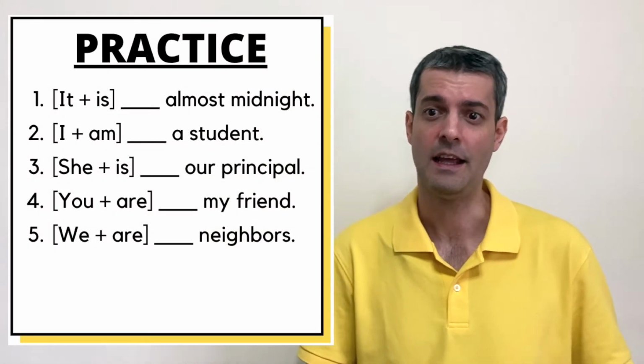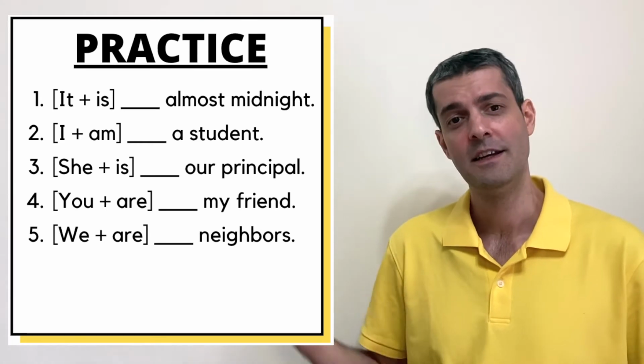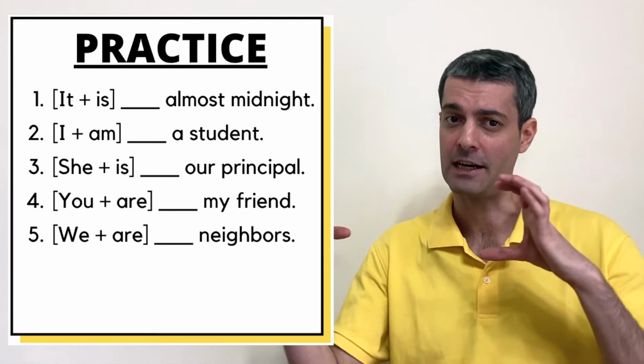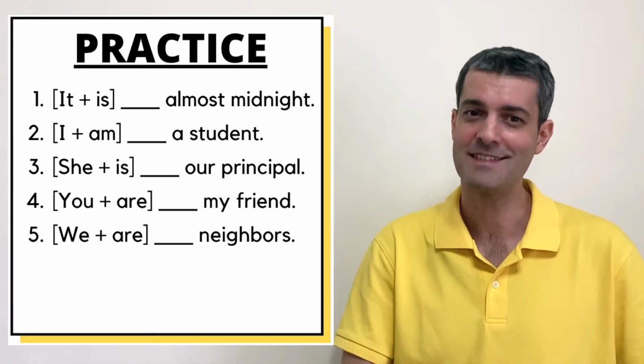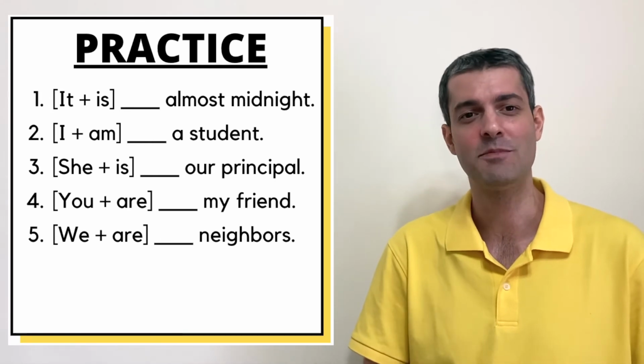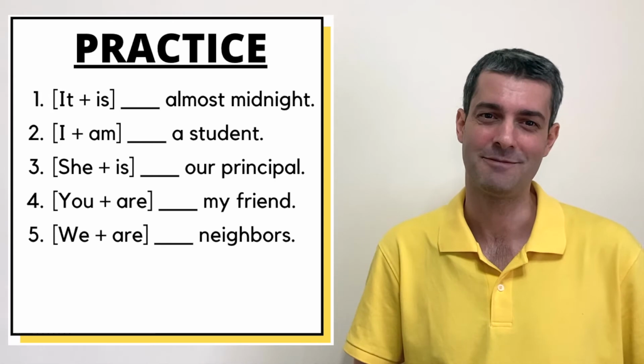Now let's take a moment to practice using a contraction instead of the long form. Take the subject and be verb that are in the brackets and write them as a contraction. Pause this video and do this on a separate sheet of paper, in your head, or on the Google Doc.